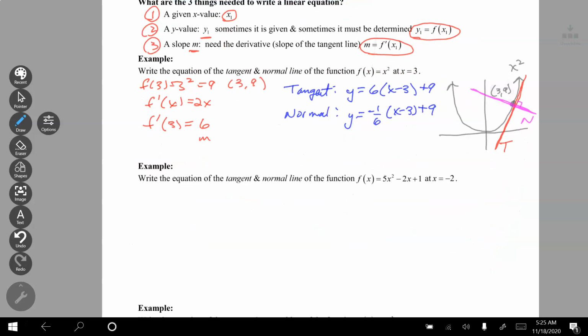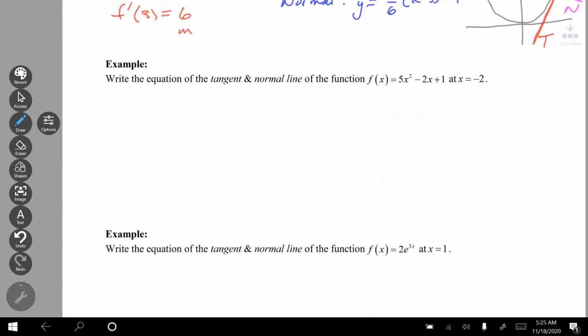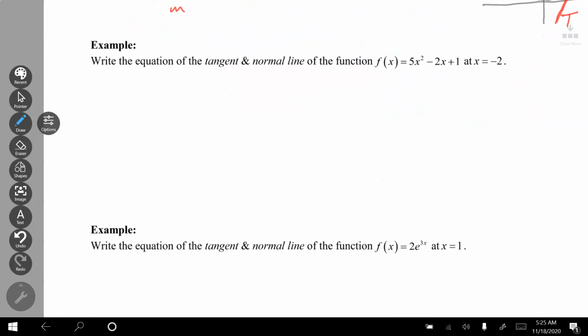Okay. Right now we're just starting off with explicit equations. So again, normal and tangent line. I have these guys, so f of negative 2 will equal 5 times negative 2 squared minus 2 times negative 2 plus 1. And when I do all that, I get 24 and 1, I get 25. Negative 2, 25 is my point.